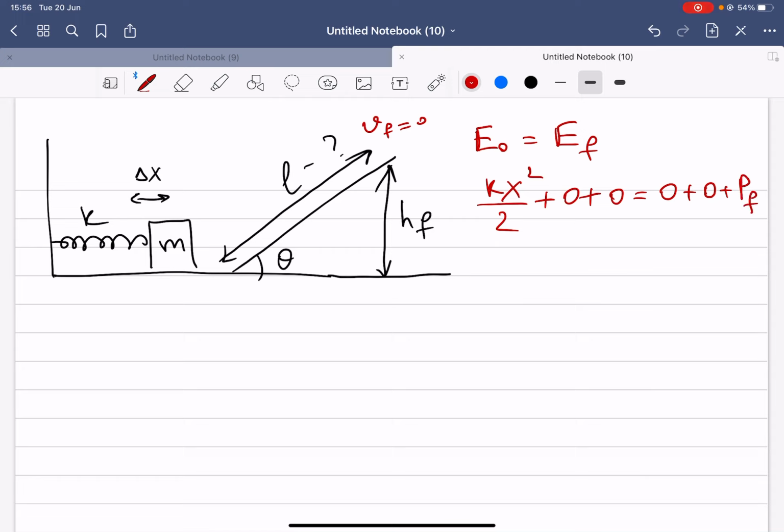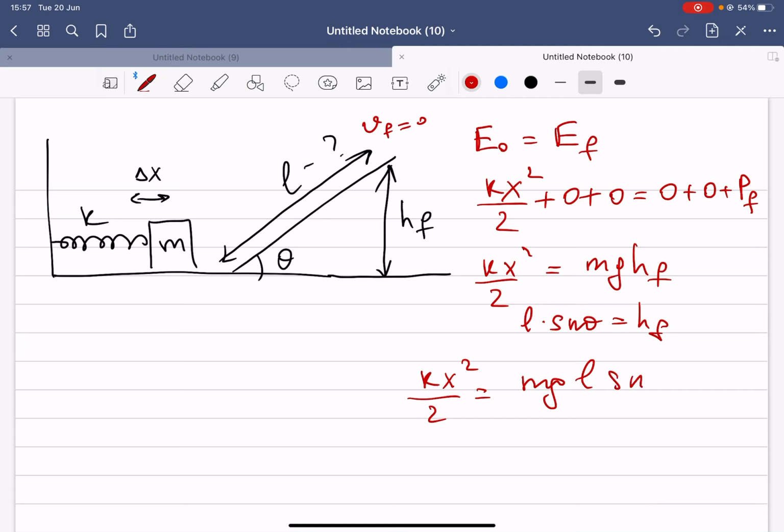Okay, so let's write down. So we have kx squared over 2 is equal to mgh final. Now, using the Pythagorean theorem, we know that L times sine theta is equal to hf, correct? So if we replace that one, we will end up with kx squared over 2 is equal to mg L sine theta. So from there, L is equal to kx squared over 2 mg sine theta.